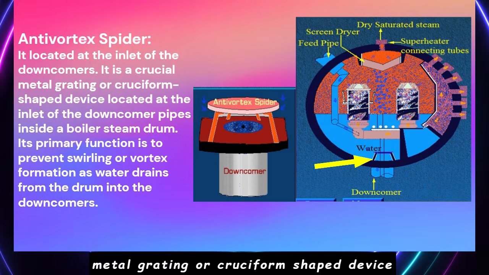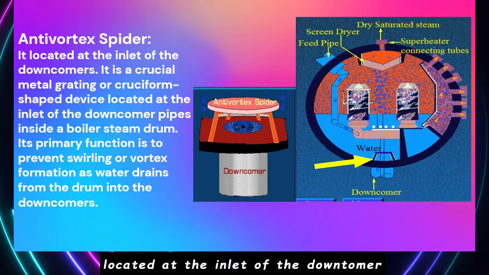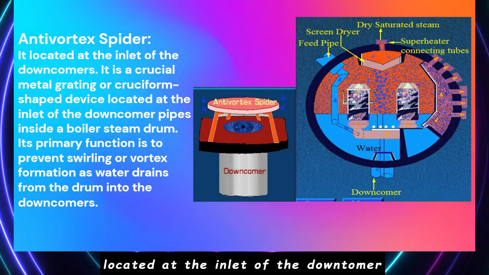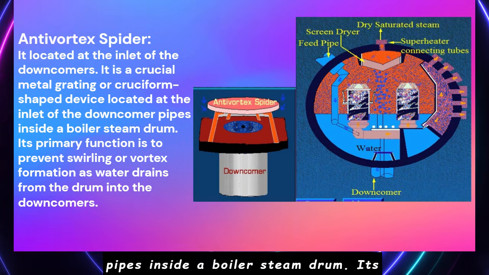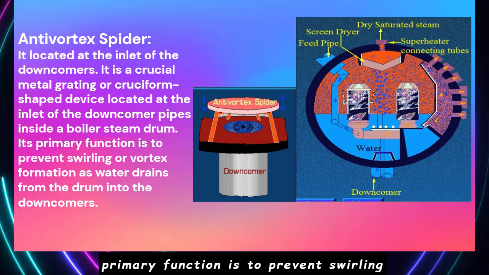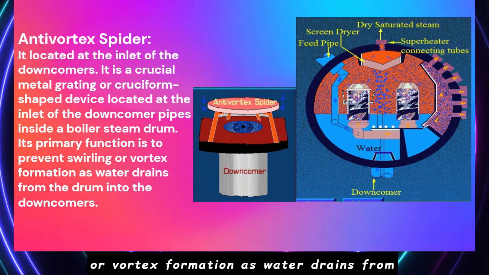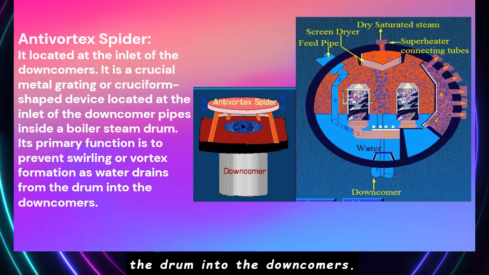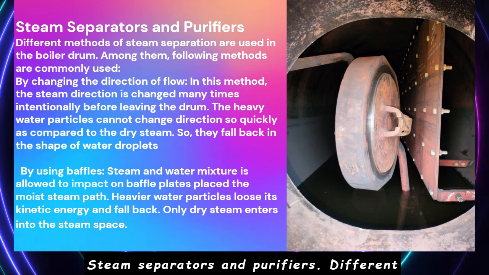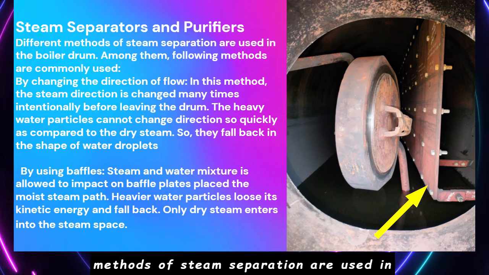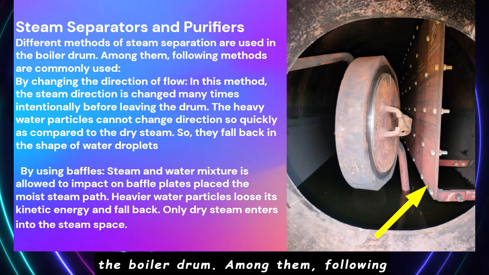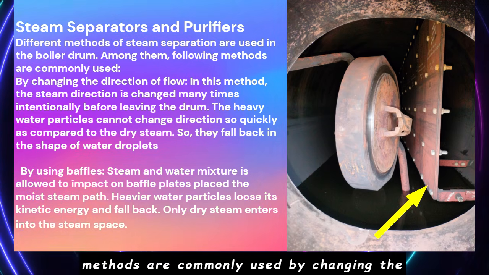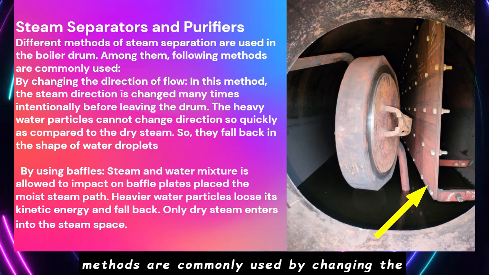It is a crucial metal grating or cruciform-shaped device, located at the inlet of the downcomer pipes inside a boiler steam drum. Its primary function is to prevent swirling or vortex formation, as water drains from the drum into the downcomers. Steam separators and purifiers. Different methods of steam separation are used in the boiler drum. Among them, the following methods are commonly used.